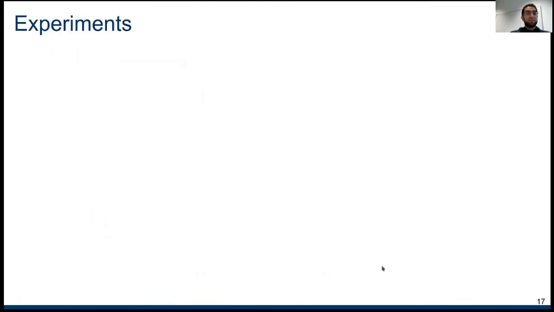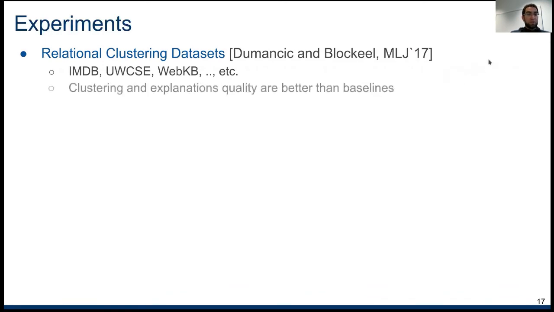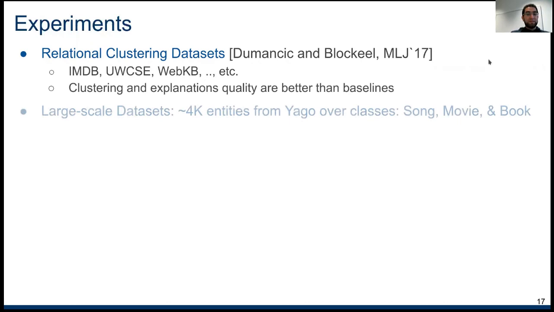We performed the experiments on some commonly used relational datasets, such as IMDb, WebKB, and UWCSE. To compare with existing approaches, our system showed better performance than the baselines. More details can be found in the paper about that. I would like to show some interesting results on the large-scale datasets. Here we tested on 4K entities from YAGO distributed over 3 clusters: songs, movies, and books.